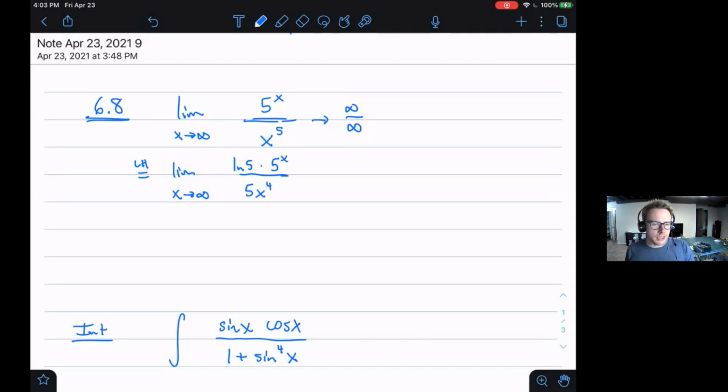Can anyone tell me, maybe in chat here, this is going to be an infinity over infinity situation yet again. If I wanted to continue doing L'Hopital's rule, how many times would I have to do it in order to get an answer here? Yeah, so something like 4 more times, a total of 5 times. That corresponds to this x to the 5th right here.